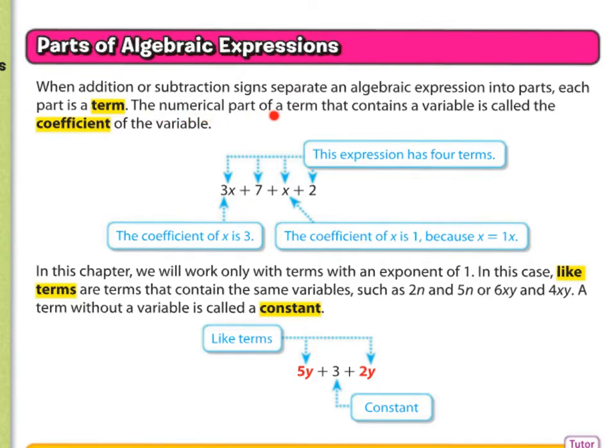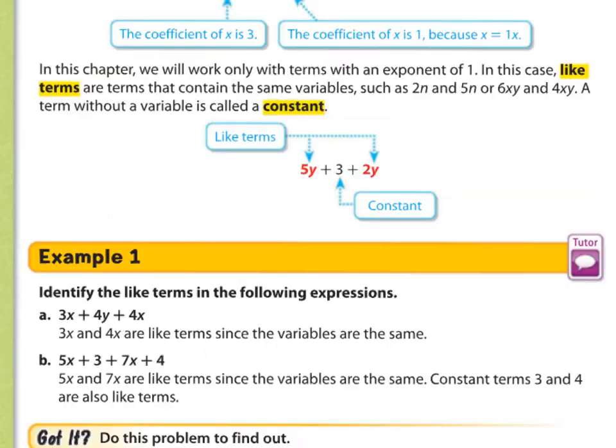The numerical part of a term that contains a variable is called the coefficient. So this is our coefficient right here, and that's our variable. In this expression, the coefficient of x is 3. This expression has 4 terms, as I just mentioned, and the coefficient of x is 1 because x equals 1x. So we know that there's a 1 in front of it, but anything multiplied times 1 is simply that. So x times 1 would just be x, or 1x. So we don't have to write the 1 in front as a coefficient.